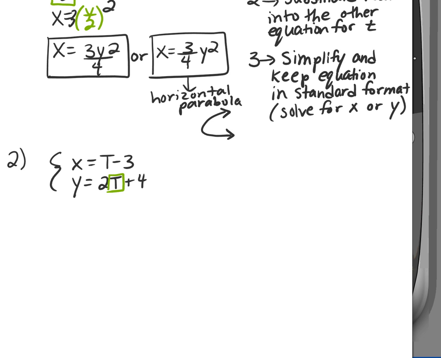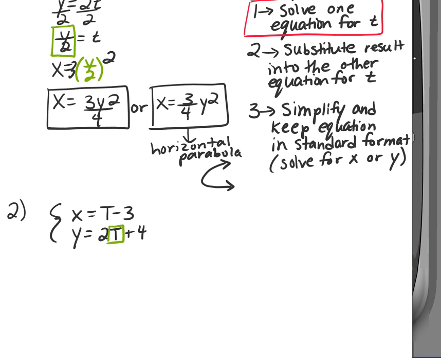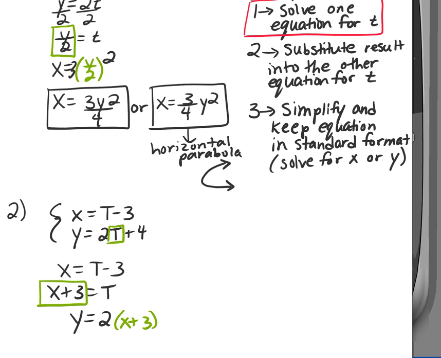Again, we're going to pick one of our equations to solve for. I'll bring the steps back a little bit. The first equation has 1 step, the second equation has 2. So I'm going to pick my first one. All I have to do is add 3 to both sides. And then I can substitute that in for the t, which I already have highlighted in green, in the other equation. So it'll be 2 times x plus 3, plus 4.